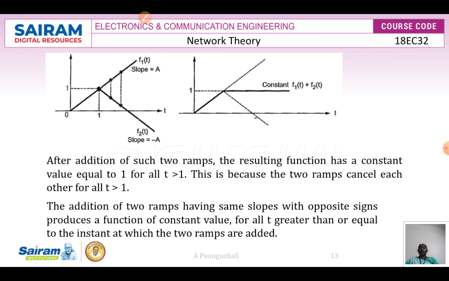Next, in this case, after the addition of two ramps, the resulting function is just a constant. Here this is plus a, and this is minus a. If I add these two, I will get a constant, which is nothing but f1 of t plus f2 of t. So we say that after the addition of two ramps, the resulting function is a constant 1, equivalent to 1 for all t greater than 1.